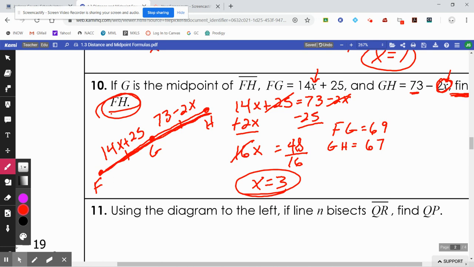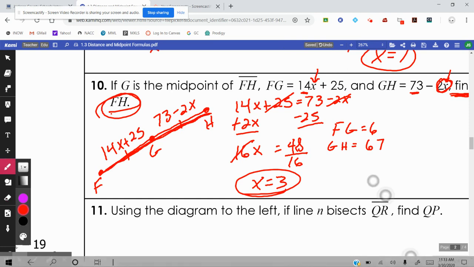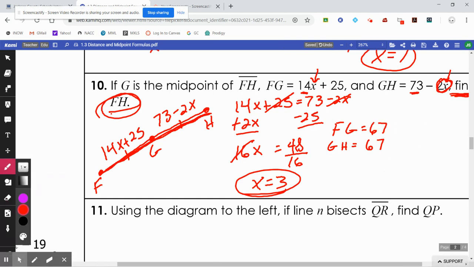I messed up here. 14 times 3 would be 42 plus 25, which gives me 67. And I want to point out what actually happened there, and I'm glad that it happened the way that it did, because I knew that the way I set up my equation, G needed to be the midpoint. Notice what I've got here: FG is 67, and GH is also 67. So since each of these line segments is 67, I know that G is definitely in the middle now.